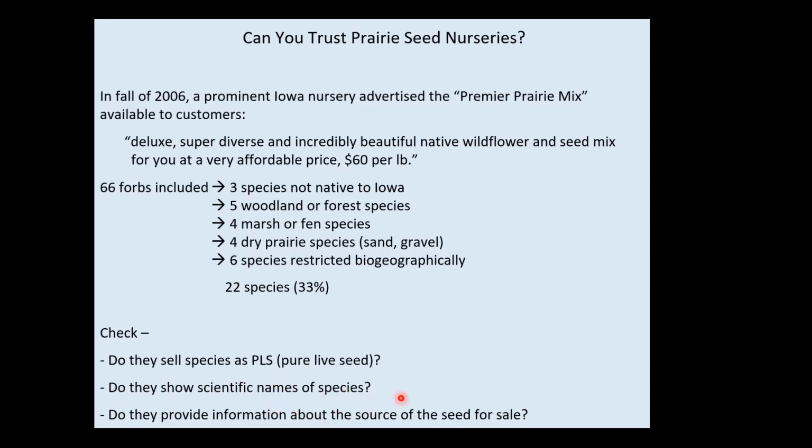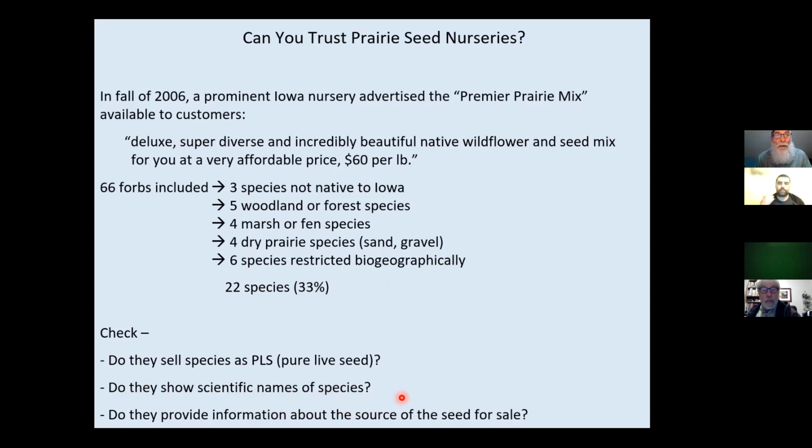Are they using scientific names? That at least tells you that they are trying to make sure that the identity of the species is clear, because common names can be very confusing. I had a situation one time with a nursery where we said we wanted June grass. We had the scientific name too, but we also had June grass as a common name on the seed mix. And they ended up giving us Kentucky bluegrass, because Kentucky bluegrass at one time was called June grass.